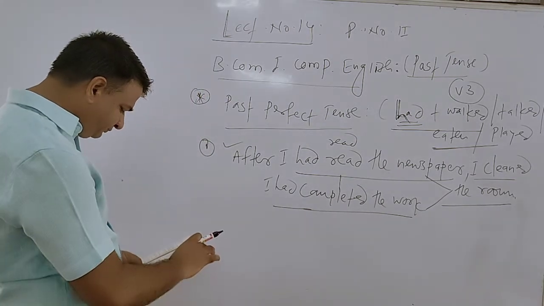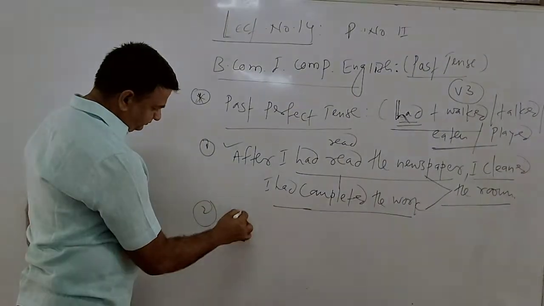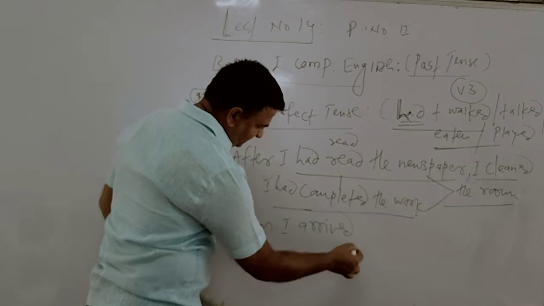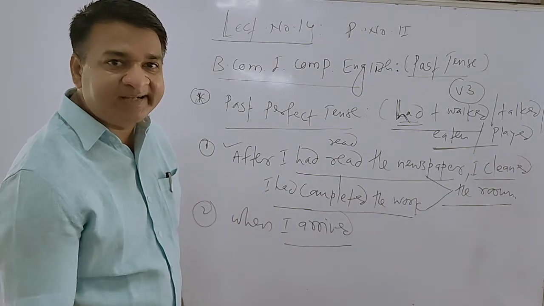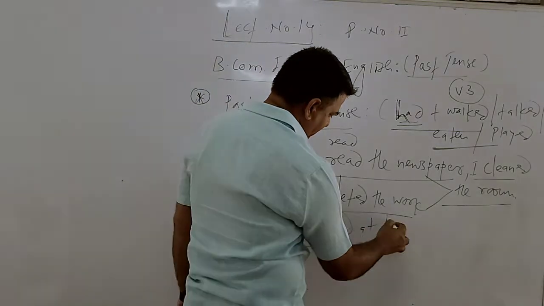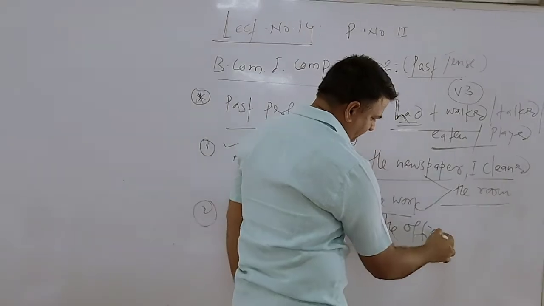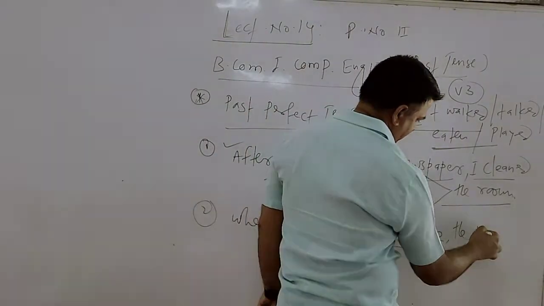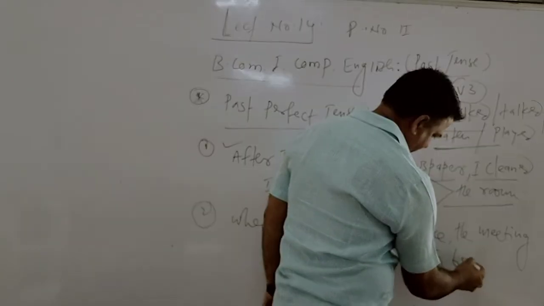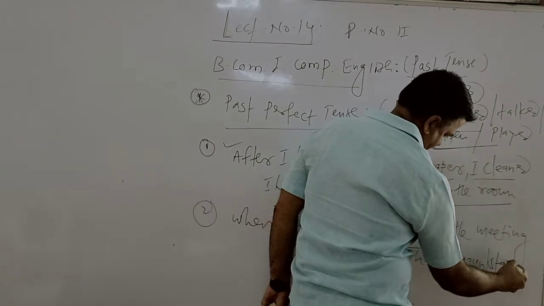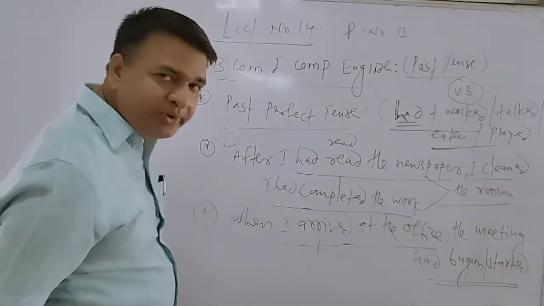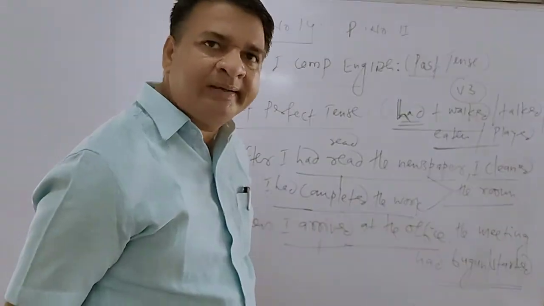For example, when I arrived. This I arrived is simple past tense. How is it correlated, connected, attached with the past perfect? Just look. When I arrived at the office, the meeting had begun, or we can say the meeting had started. So this is a little bit about this. When I arrived at the office, the meeting had begun or started.